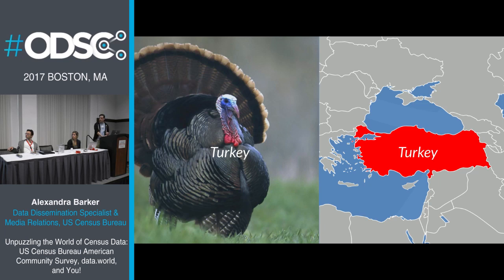Well, there's the bird Turkey, and then there's the country Turkey, right? And so if you're just dealing with a spreadsheet, you're dealing with purely tabular data, and you've got a string of countries in that column. One of them is Turkey. The computer doesn't know what any of that means. It's just reading string values.